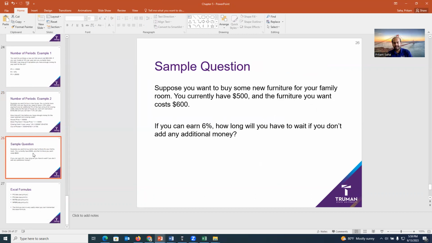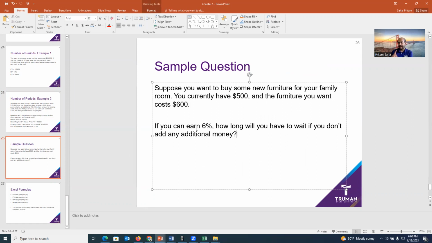It's gonna be easy again. I think the answer should be 3.13 years. 3.13, okay? So basically 500 present value, 600 future value, rate is 6%, then calculate, and 3.13 years.